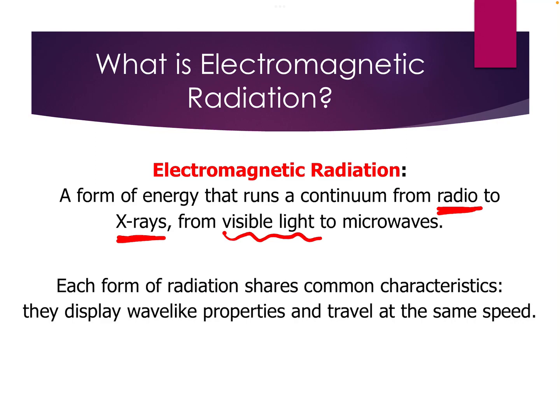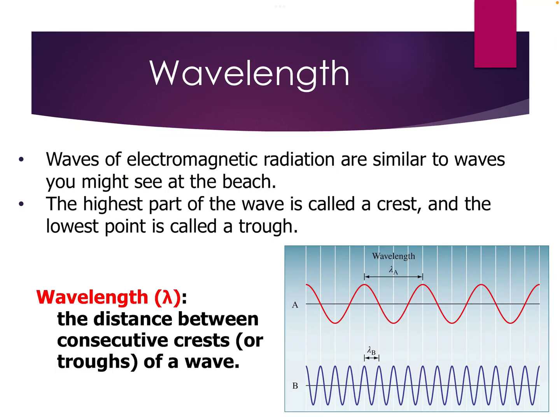Each form of radiation shares some common characteristics because they are all energy, right? They have things in common. They display wave-like properties and they all travel at the same speed. So this speed is actually the speed of light. So even your radio or your microwave, all of that radiation, right? All of that is traveling at the speed of light, which is pretty cool. We're not going to get into the math related to electromagnetic radiation in this class, but you will experience it if you go on in chemistry or if you take some physics courses.